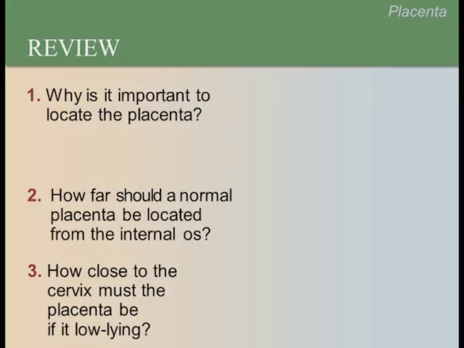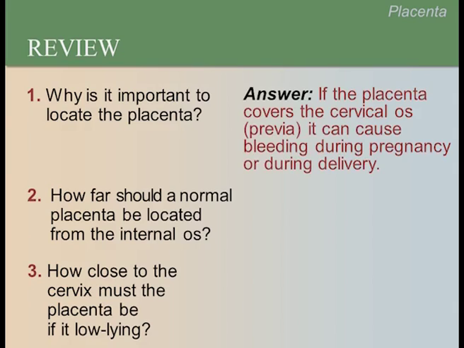Here are questions for review. Why is it important to locate the placenta? If the placenta covers the os, like in a previa, it can cause massive bleeding during pregnancy or delivery. How far should a normal placenta be located from the internal os? The answer is more than 2 centimeters.